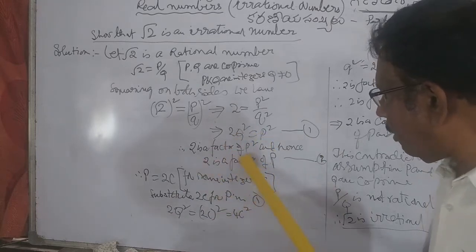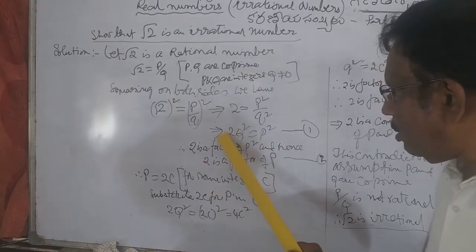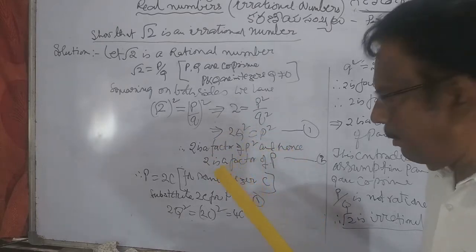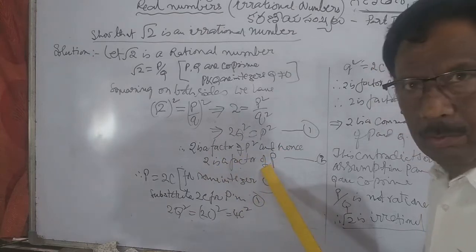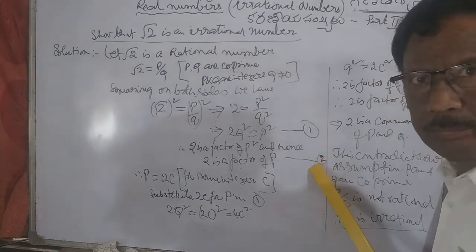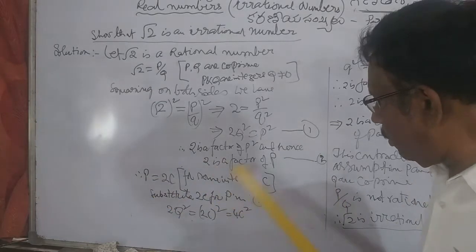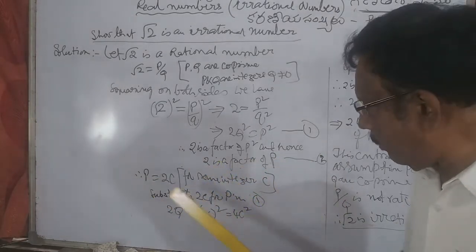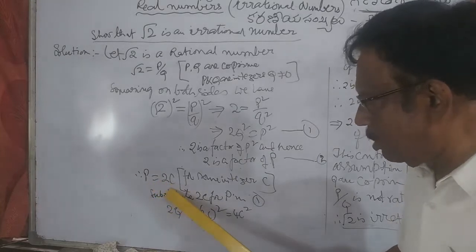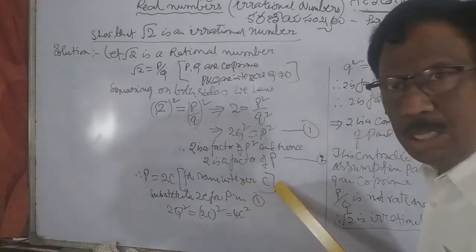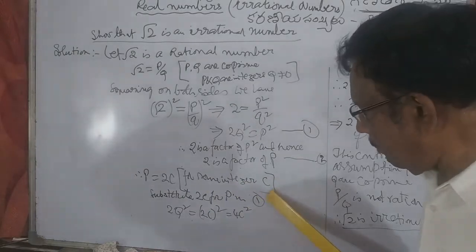Then 2 is a factor of p square. If 2 is a factor of p square, it is understood that 2 is a factor of p. This is also a point, remember, point number 2. And now, since 2 is a factor of p, let p be equal to 2c for some integer c.